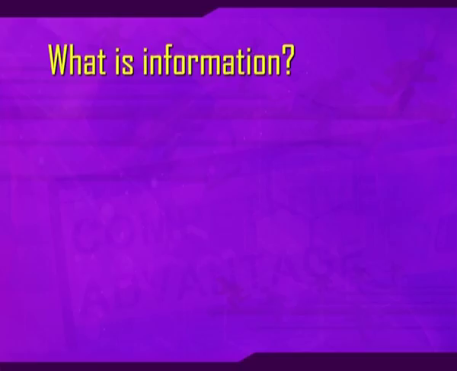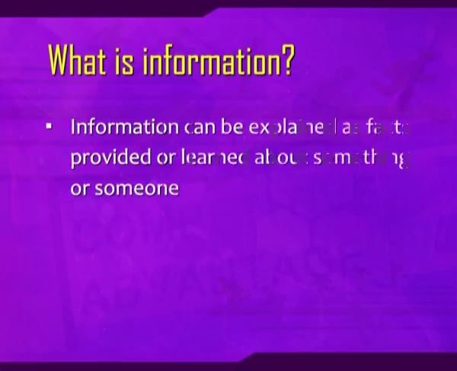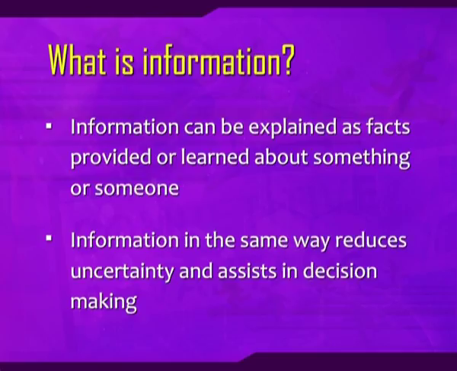Dear students, after knowing about the topic types of information, in this session we discuss use of information for competitive advantage. Now, what is information? Information can be explained as facts provided or learnt about something or someone. Information in the same way reduces uncertainty and assists in decision making.